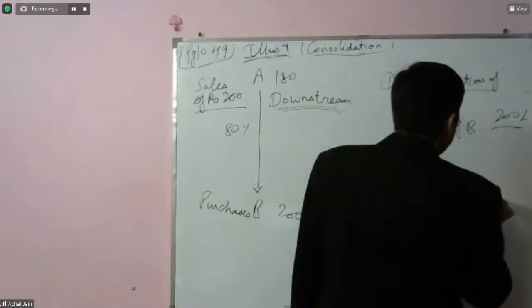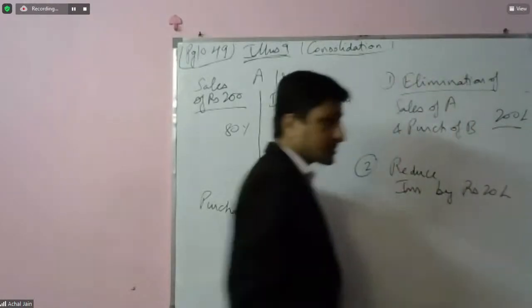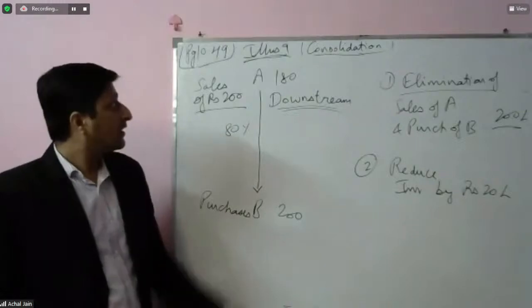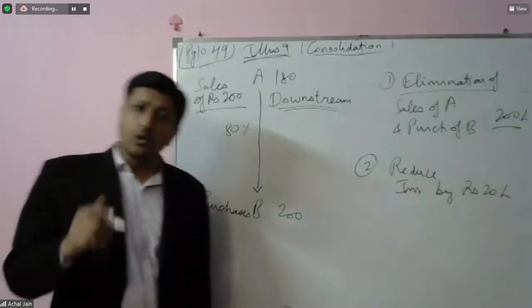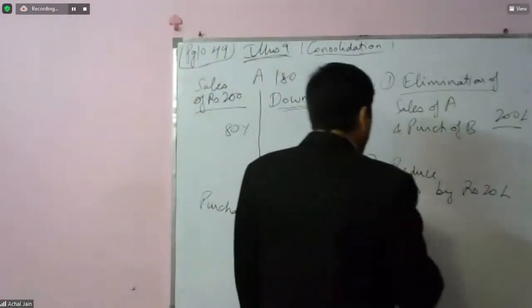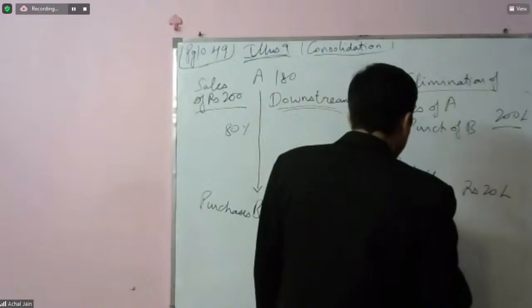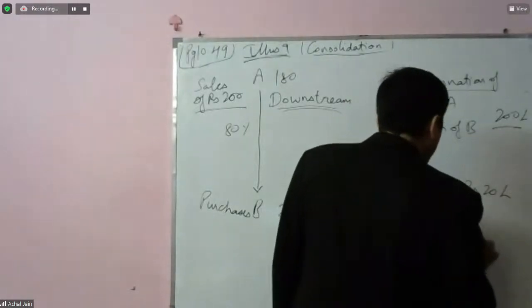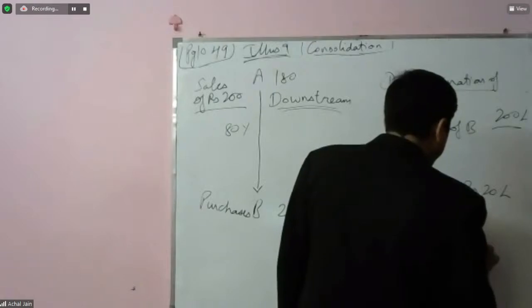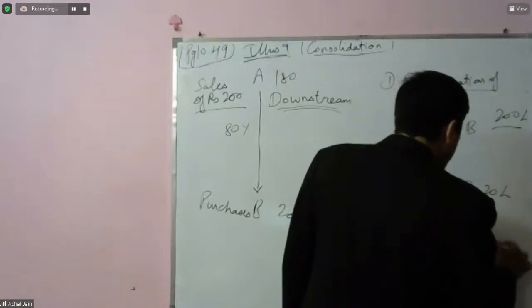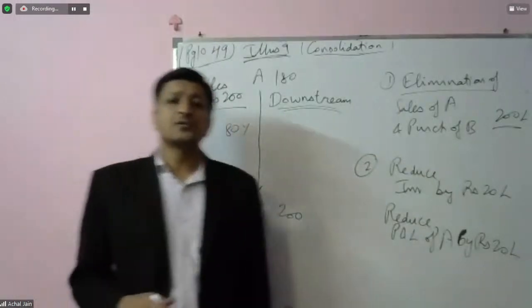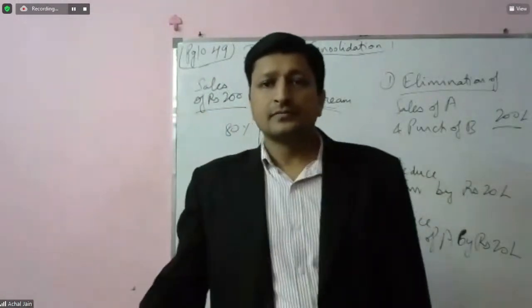by rupees 20 lakhs. And who has booked this profit? A has booked this profit. Holding company. So we need to reduce P&L of holding, that means A, by rupees 20 lakhs. This also needs to be eliminated.